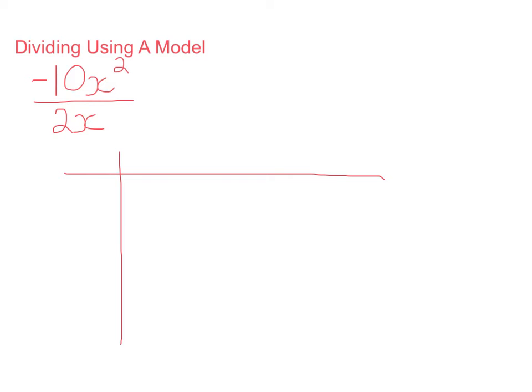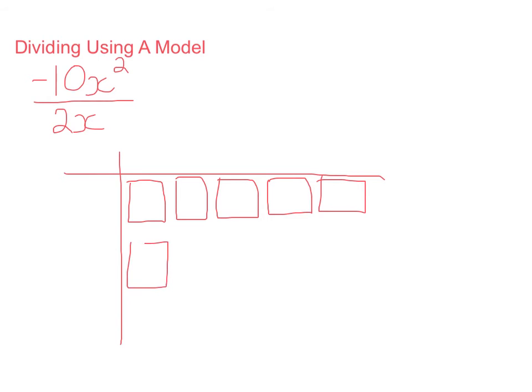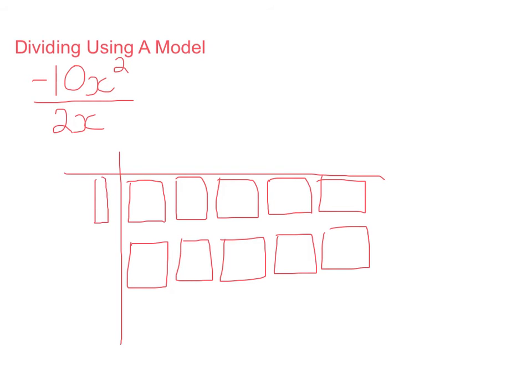So we're going to do 5 over here. 2, 8, 9, 10. So there's our 10 negative x squared tiles. Now we're dividing by 2x. Now these are positive. Again, we'll do these little squiggly lines to indicate it's positive.